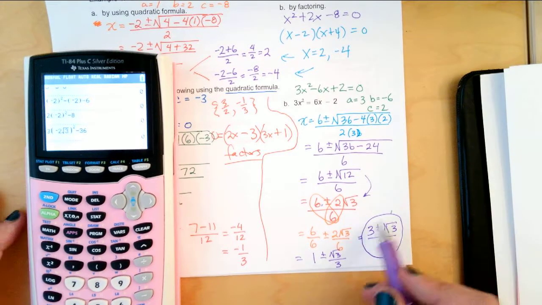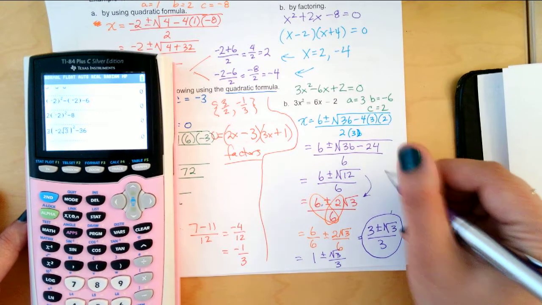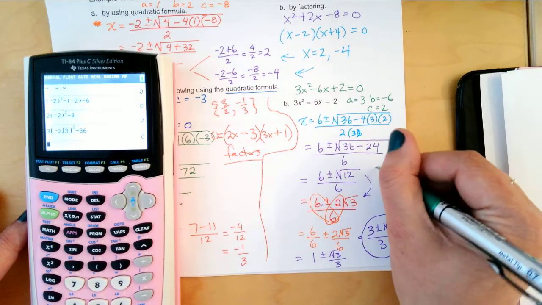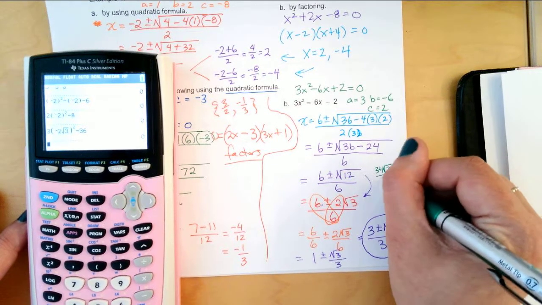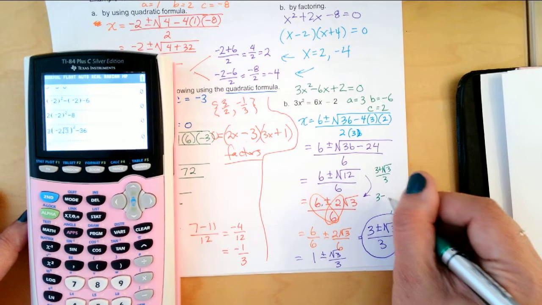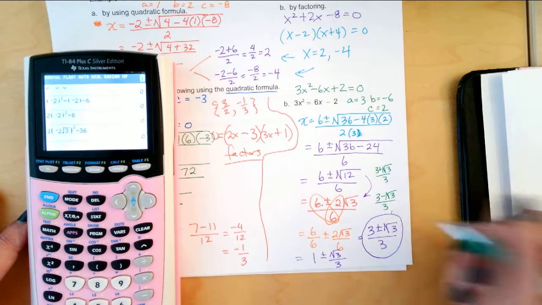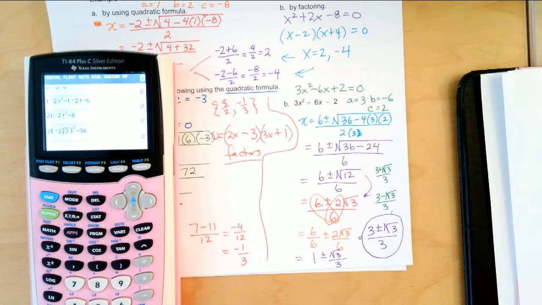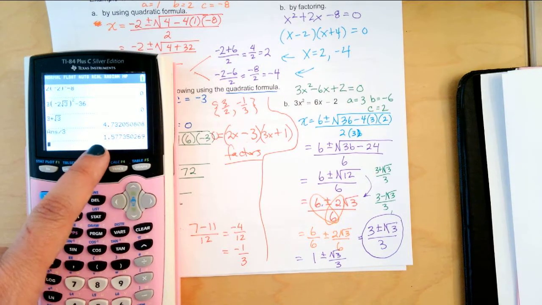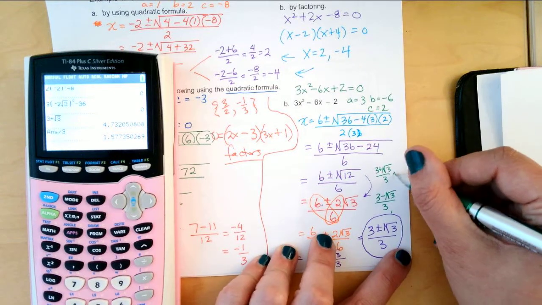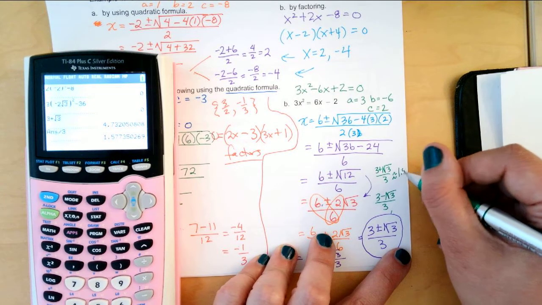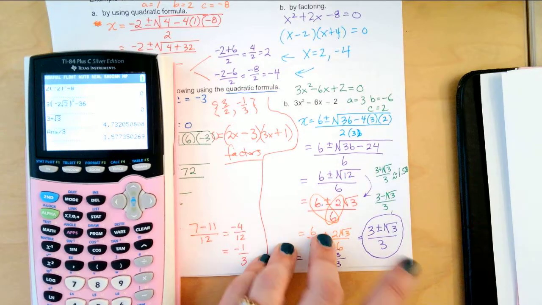So if I wanted this as a decimal, I could go, I'm going to do it in a different color, 3 plus radical 3 divided by 3, or 3 minus radical 3 divided by 3. Does everybody see why I would separate those 2? Okay, if I wanted to find the decimal approximation, I would go 3 plus the square root of 3, enter, divide by 3, just because I didn't want to do parentheses. So this first one is approximately 1.58 if I rounded it.